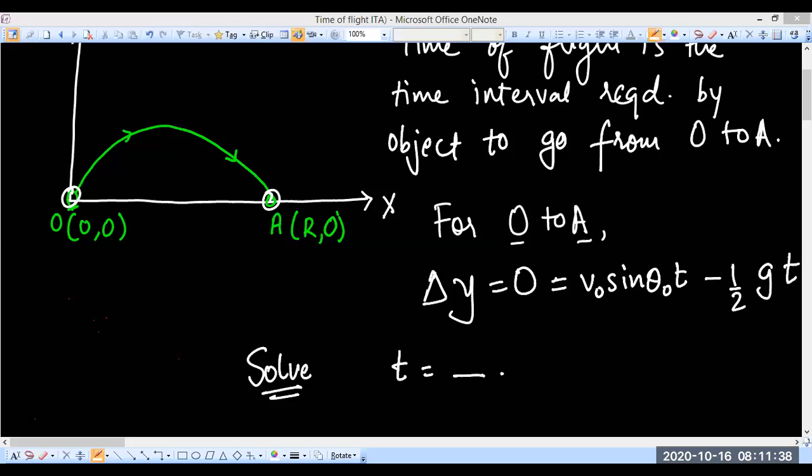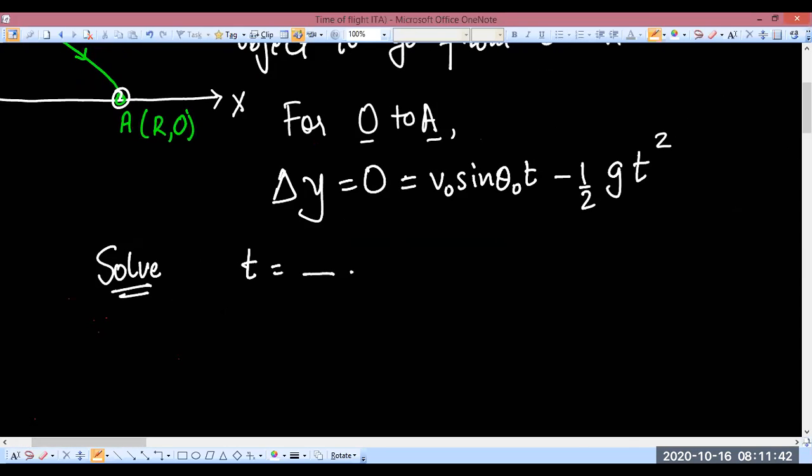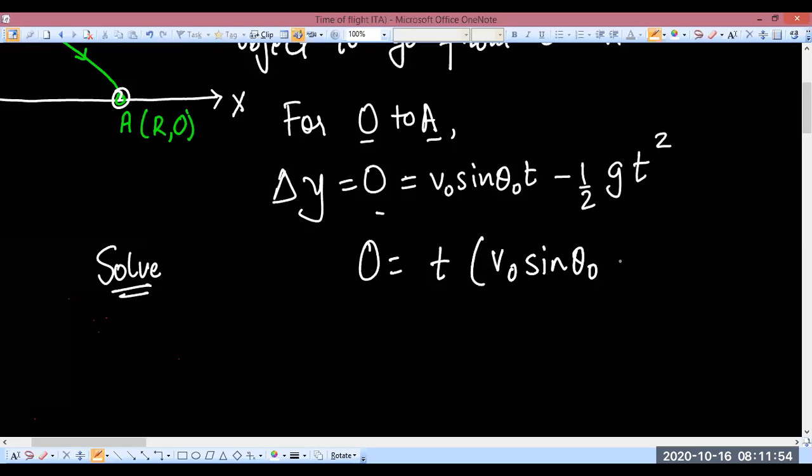Okay, let me solve it. First of all, we have got this as 0, so we can actually take T common. Do you see, all of you? T is common. So this is the first step, right? This is the first step.